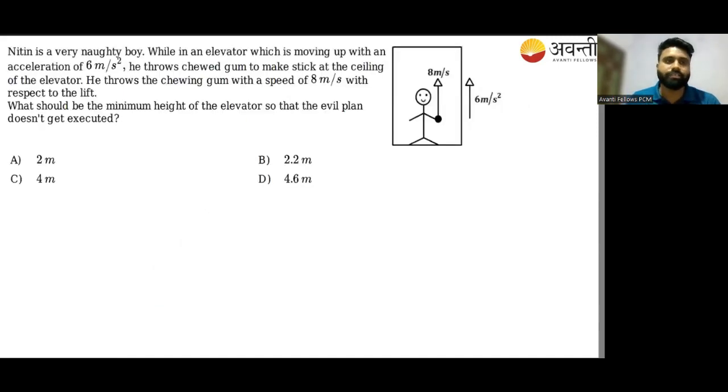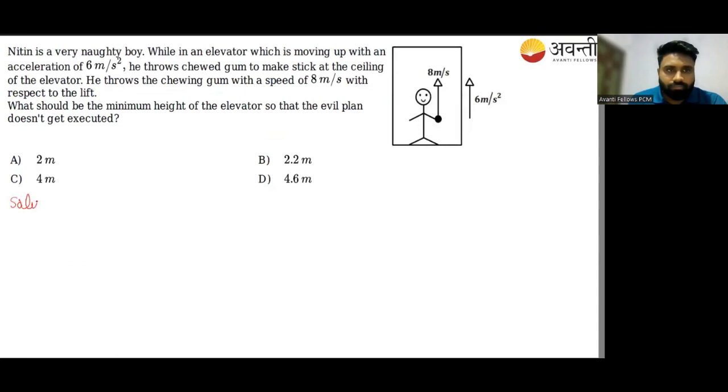This is question number 1 here. Nitin is a very naughty boy. While in an elevator which is moving up with an acceleration of 6 meter per second square, he throws chewing gum to make it stick at the ceiling of the elevator. He throws the chewing gum with a speed of 8 meter per second with respect to the lift. Now what should be the minimum height of the elevator so the evil plan doesn't get executed? This question is directly from relative motion, you can say.